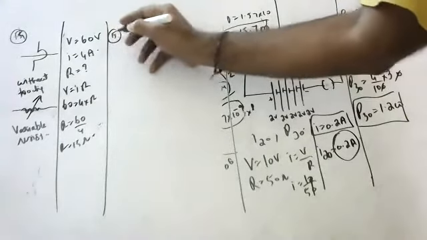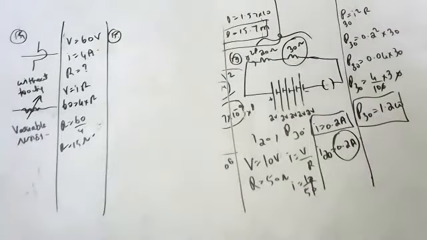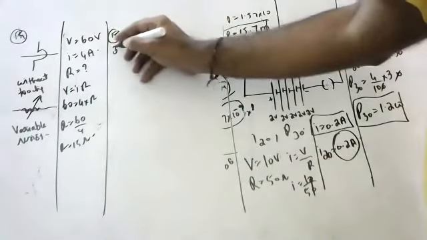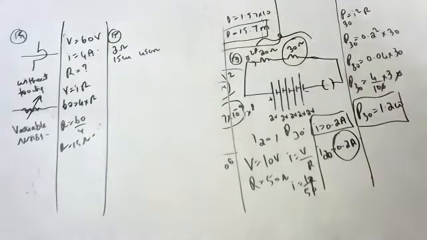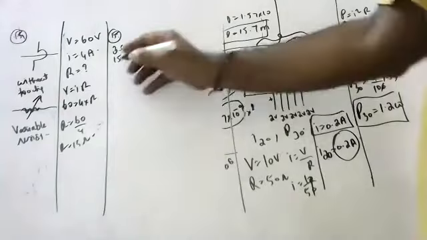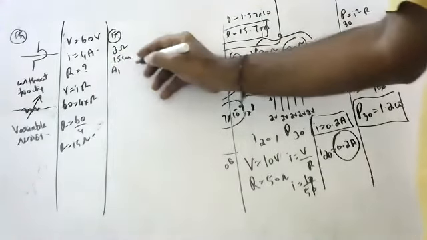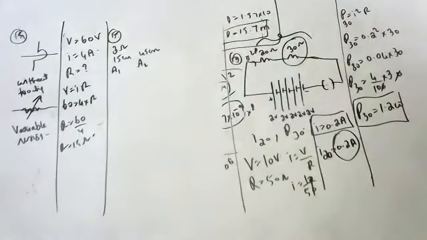Okay, so next, 15th question, children. A wire of 3 ohm resistance and 15 centimeters length is stretched to 45 centimeters. Children, a wire of 3 ohm, initially 15 centimeters, is now stretched to 45 centimeters. Calculate the new area. Original area we don't know. Calculate the new area.